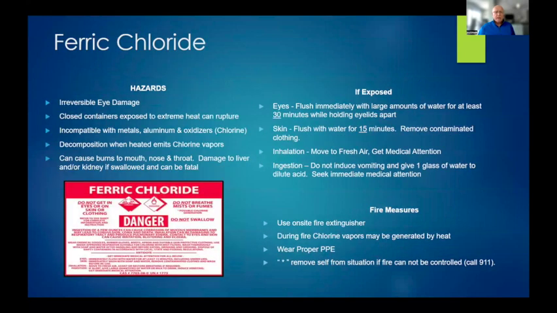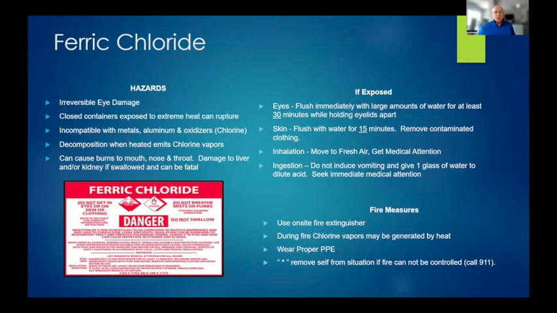Ferric chloride can cause irreversible eye damage because it is corrosive. In this case, if it gets in your eyes, you want to flush for a minimum of 15 minutes. I emphasize that, extending it out to 30 minutes, but at least a minimum of 15 minutes. You want to wash your skin off as soon as possible because it is corrosive. If inhaled, you want to move to fresh air and seek medical attention.